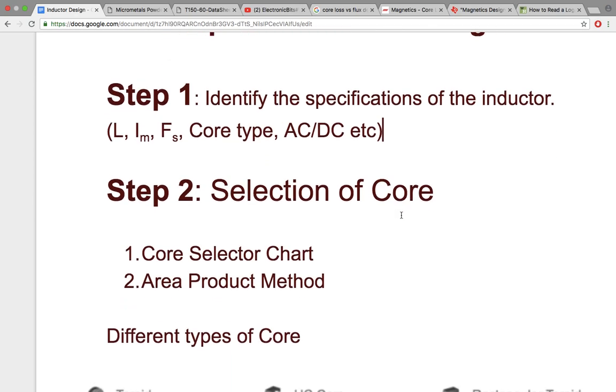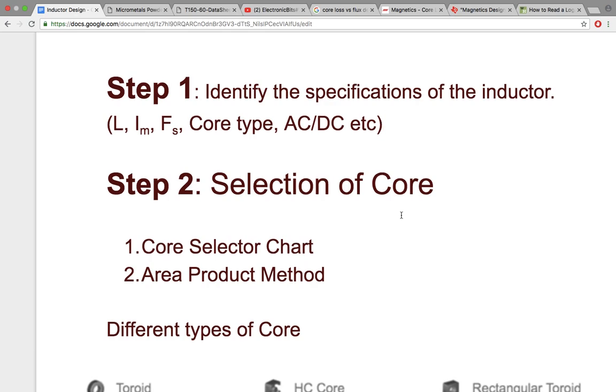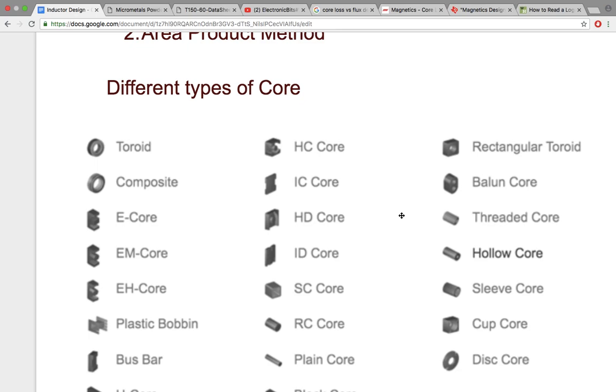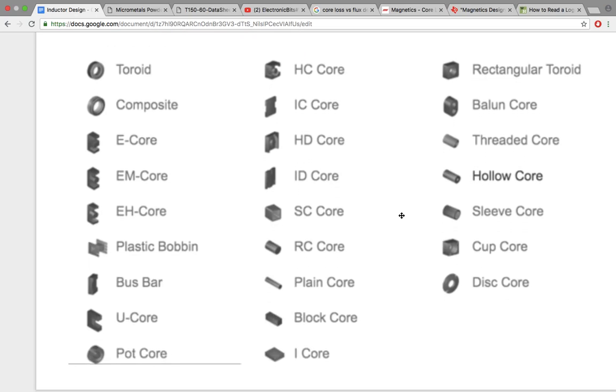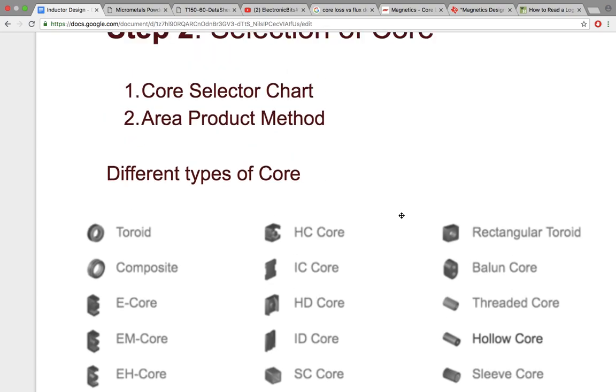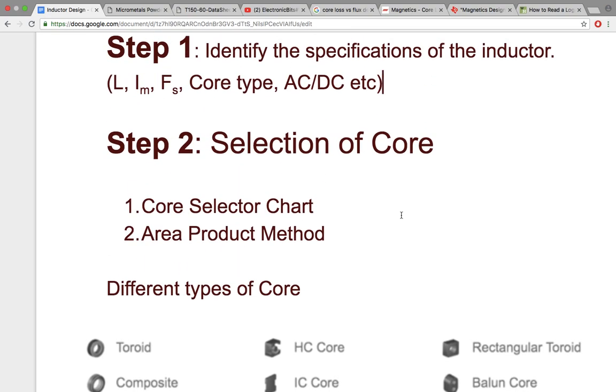Okay, so after that, the main important thing is the selection of the core. There are different types of core available. You can pause the video and see the cores here, and you can search them on Google also. The image is not that clear. Okay, now, there are many types of core, and you can choose any core which you feel is good for your design purpose. How do we select the core? There are two methods which are generally adopted for selecting cores. The first method is the core selector chart, and the second method is the area product method.